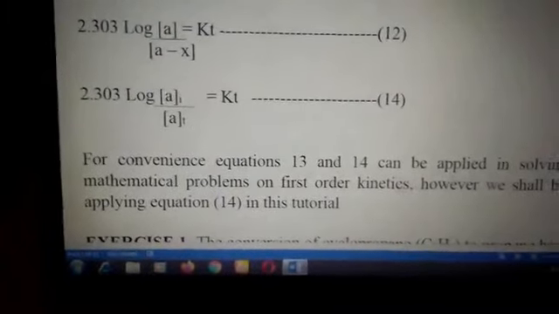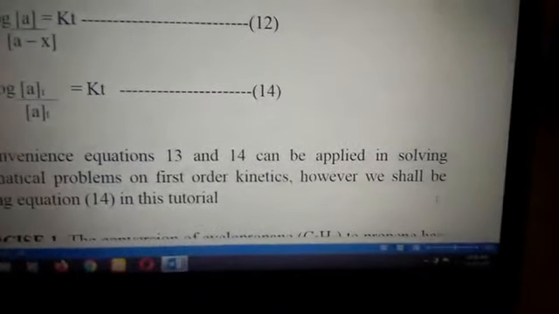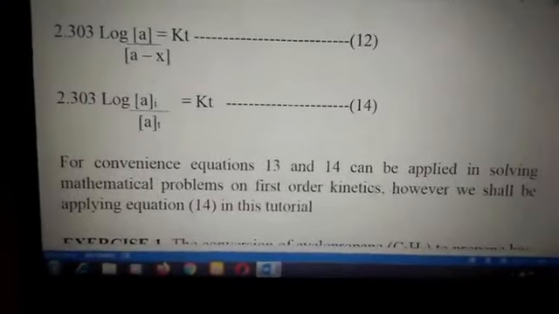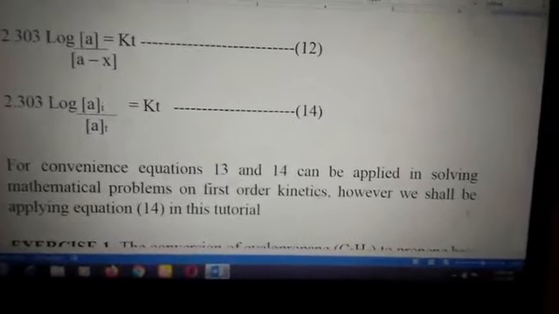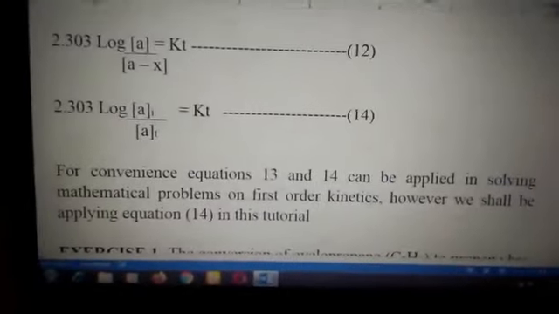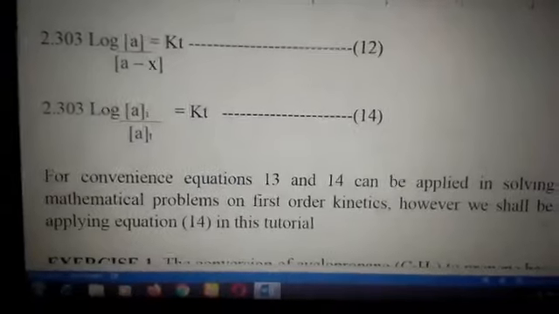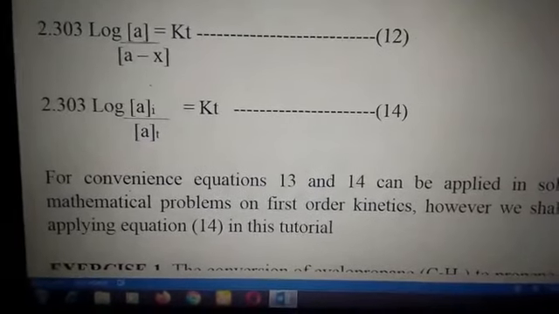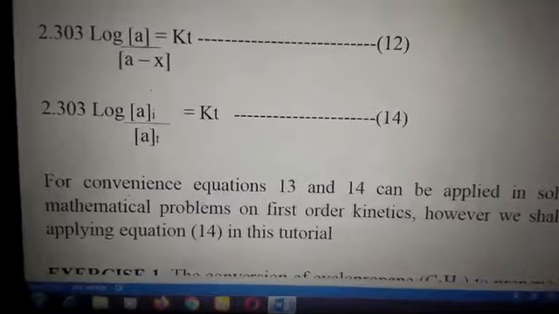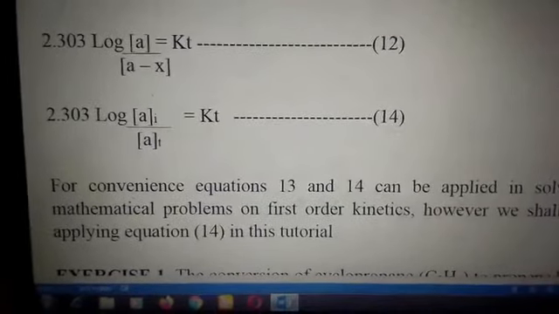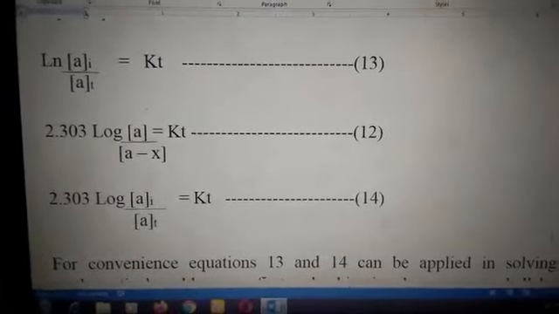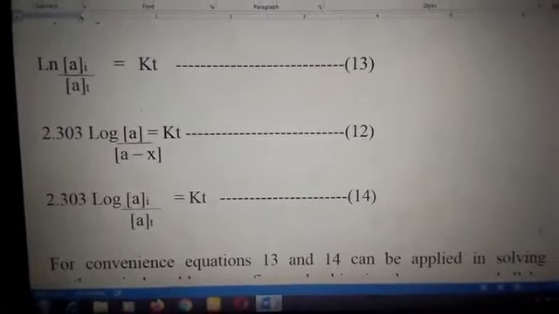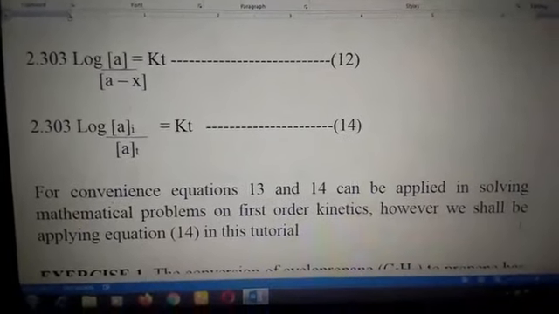For convenience, equation 13 and 14 can be applied in solving mathematical problems on first order kinetics, as I said. However, we shall be applying equation 14 in this tutorial, the one that has log to base 10. Equations 13 and 14 can both be used, but we use 14 to avoid complications or confusion in understanding.